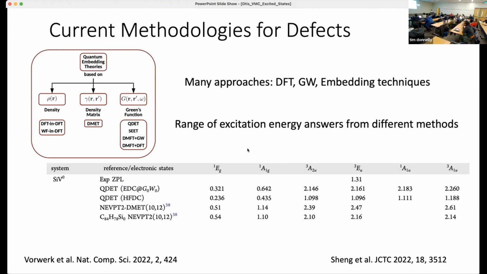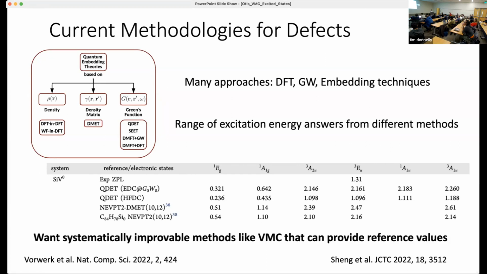But already in what that community has been doing, you run into situations similar in spirit to what I was showing with molecules. In this recent study on a silicon vacancy defect in diamond, what's shown on the left are different embedding approaches, and for different excited states, depending on the state, you may have considerable ranges in excitation energy predictions and are often in a situation where there's relatively little experimental guidance. So this is where things like VMC or QMC in general play an important role as systematically improvable, high accuracy approaches.